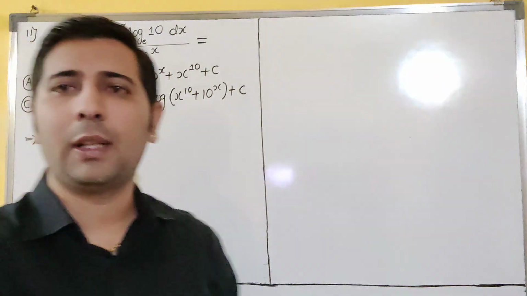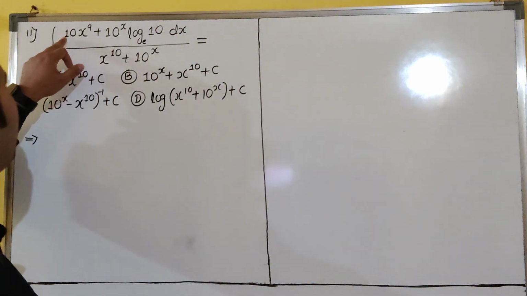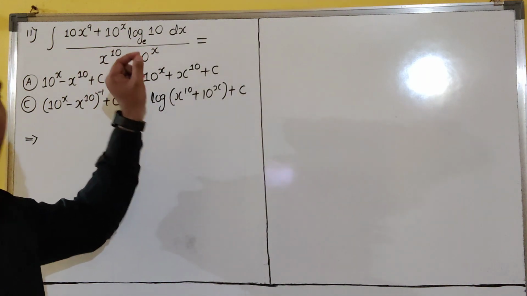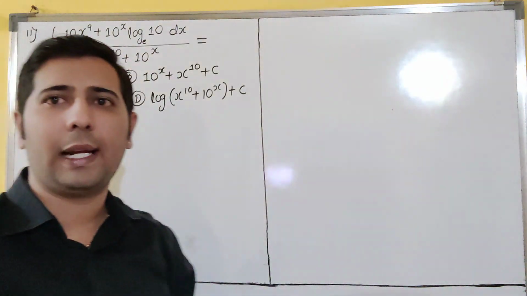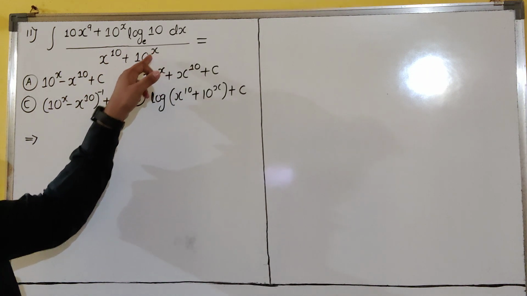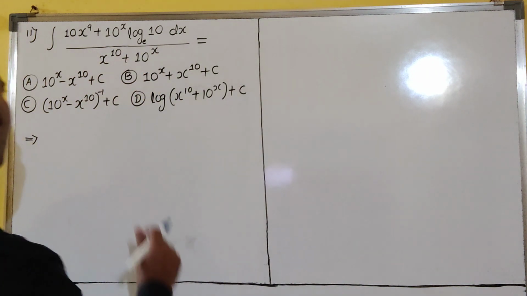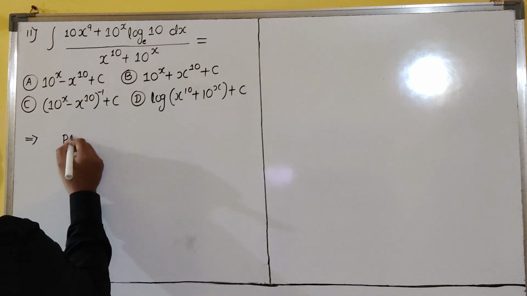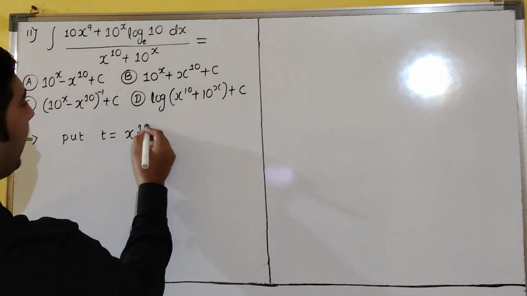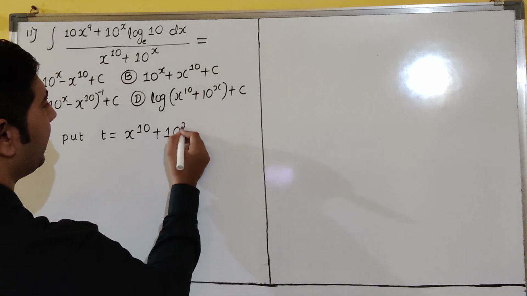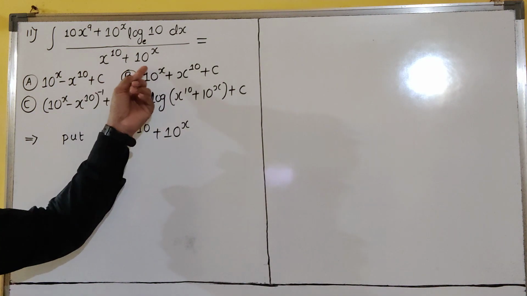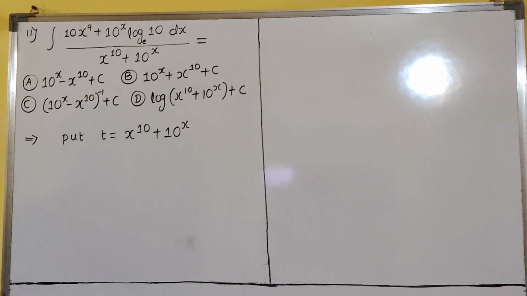Easily you can solve. So now try to understand here. Integration of what? 10 into x raised to 9 plus 10 raised to x log 10. Base you write or you may not write, doesn't matter. So whole divided by what? x raised to 10 plus 10 raised to x. So now see how to solve this one. Put t is equal to what? x raised to 10 plus 10 raised to x, dear students. Denominator is taken as t.